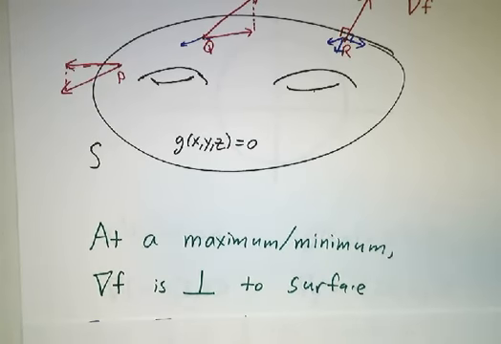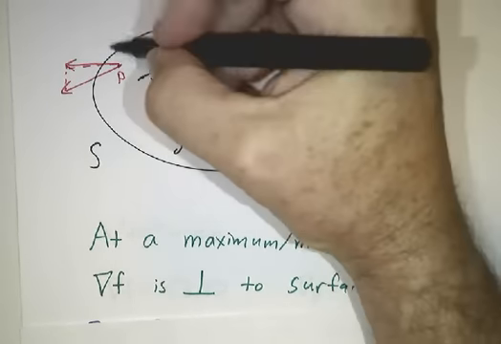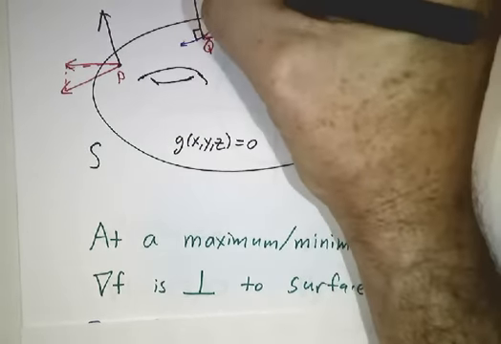Now what about the gradient of g? Well, the gradient of g, which I'll draw in black here, that's always perpendicular to the surface. This is the gradient of g.